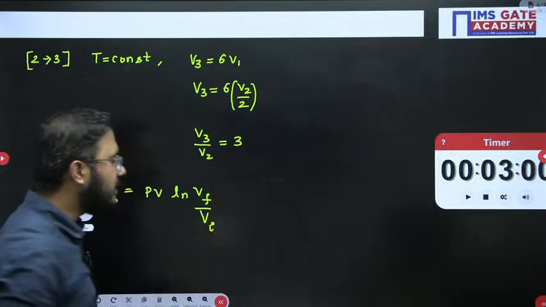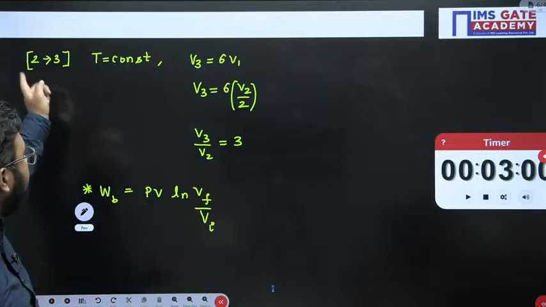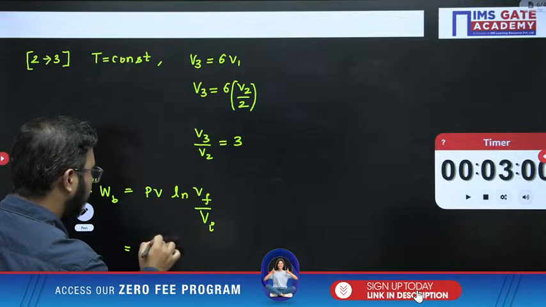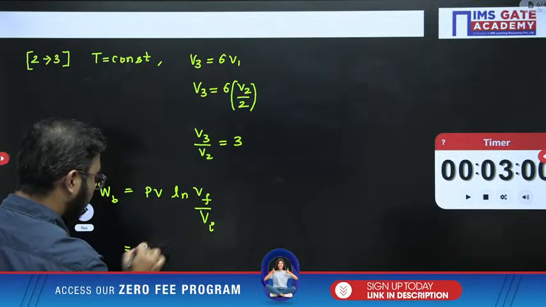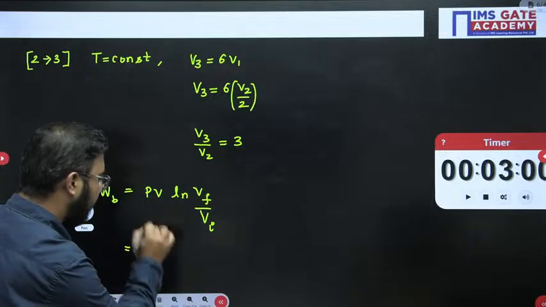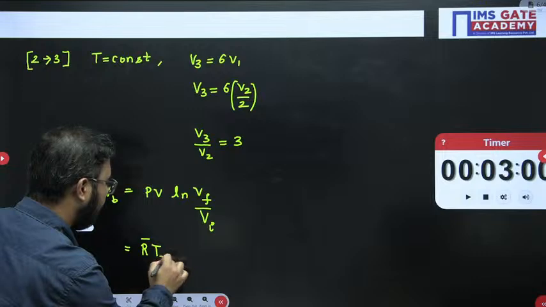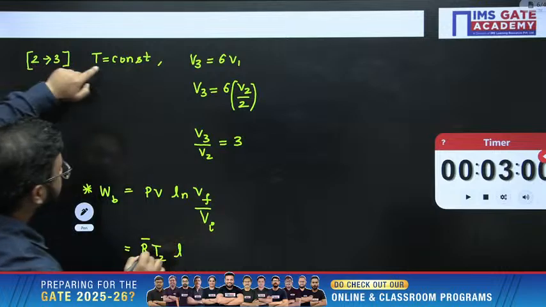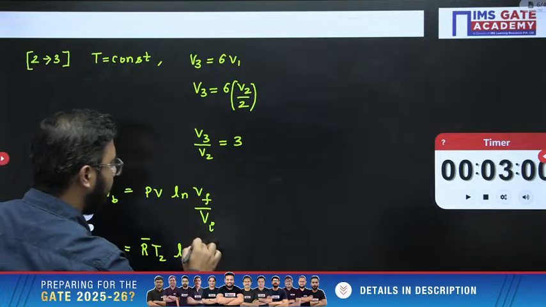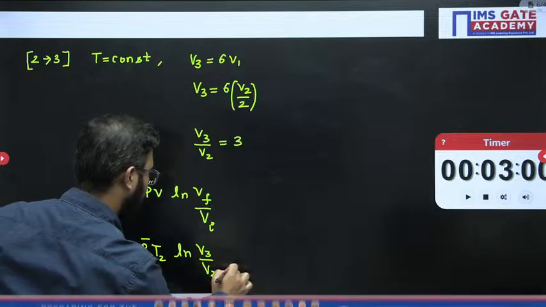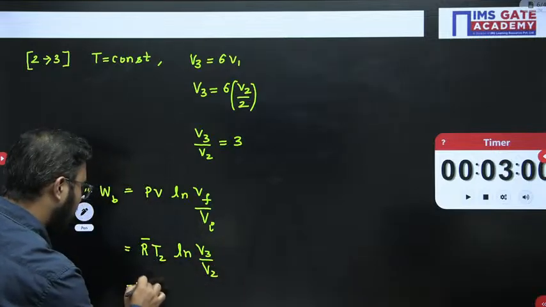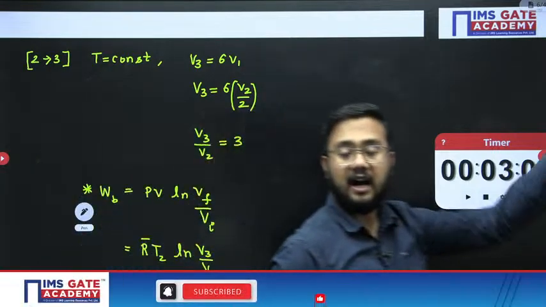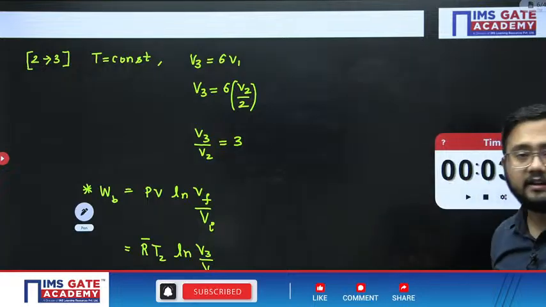So always remember the formulas from initial to final state. What is the final state in 2 to 3? V3. Okay. Instead of writing PV, I can write R bar T, because number of moles we are talking about. So R bar into T. T either T2 or T3 I can write. Right? Either T2 or T3, because for 2 to 3 temperature is constant. What is V final here? V final is V3. Initially it was V2. So that can be written as R bar T2 ln 3. R bar into T2 ln 3. Like this we can write.